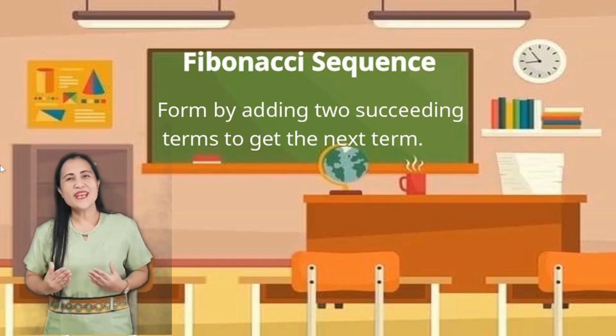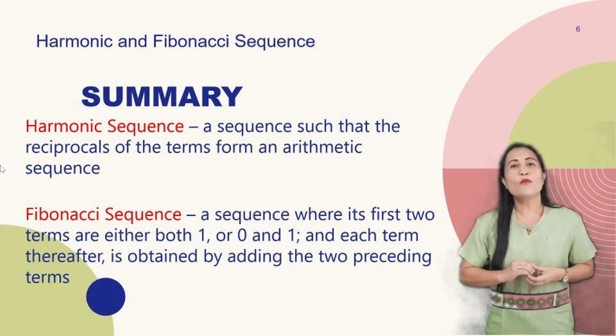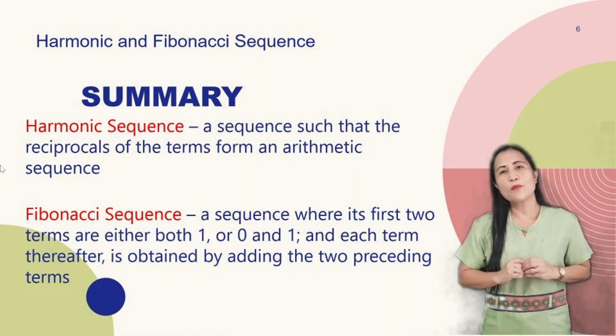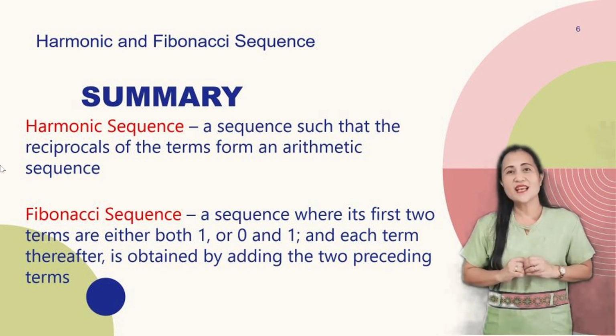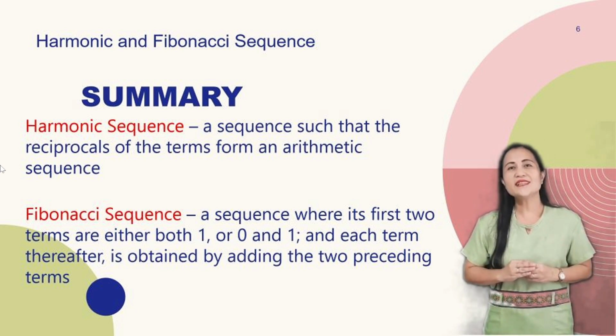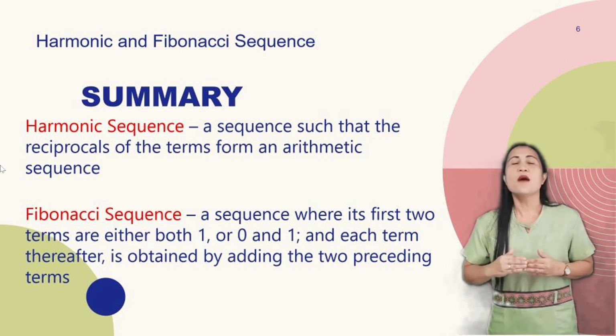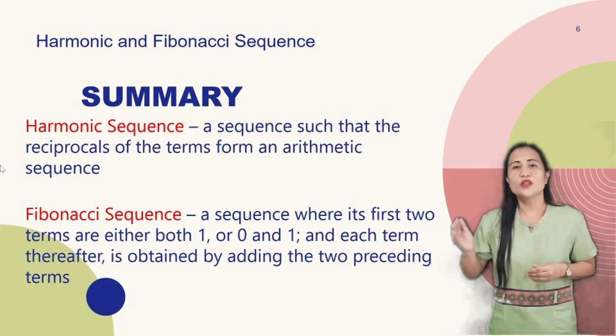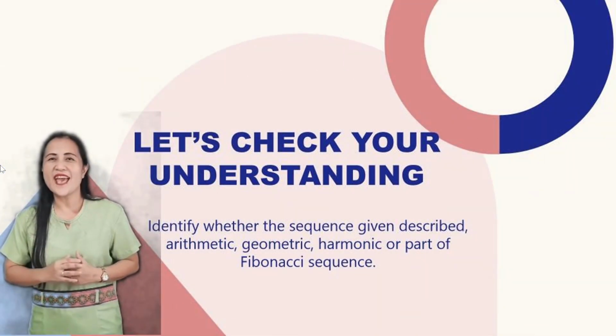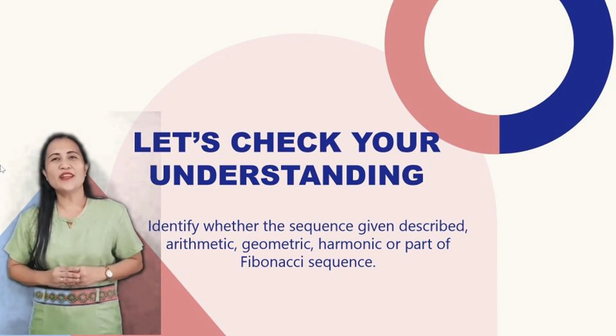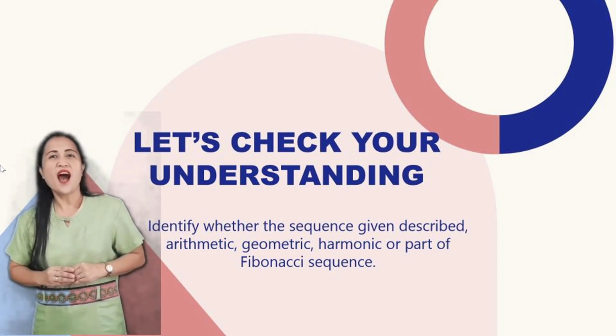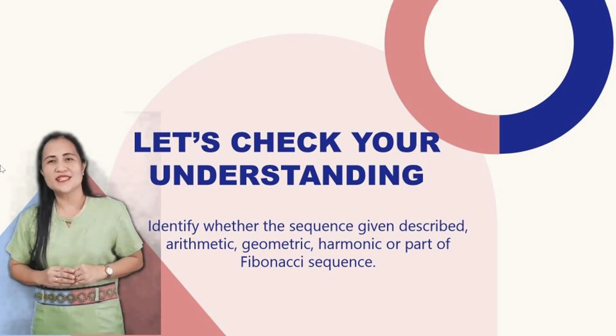So that is harmonic and Fibonacci sequences. Always remember, if we have a sequence which is a reciprocal of an arithmetic sequence, that is a harmonic sequence. And if we have a sequence formed by adding the two succeeding terms to get the next term, that is an example of a Fibonacci sequence. I guess you are ready now for these exercises. You are going to identify whether the given sequence is an arithmetic, geometric, harmonic, or a Fibonacci sequence.